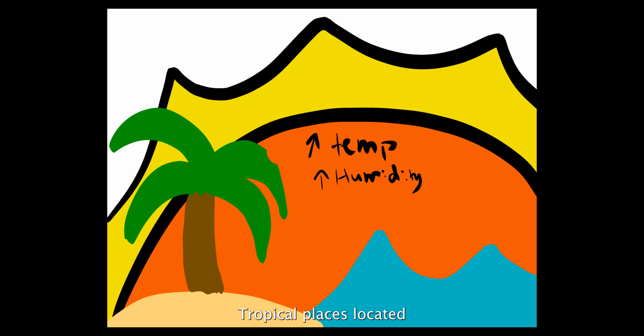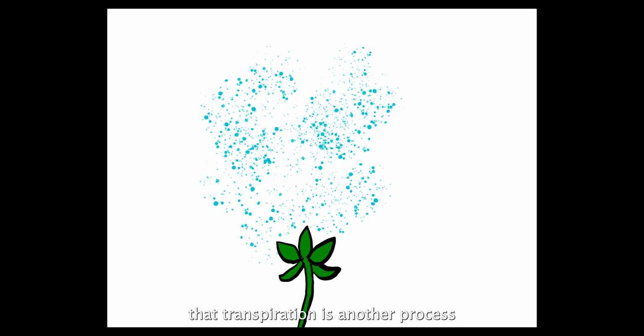Tropical places located near large bodies of water and on the equator tend to have greater humidity. This is because when the temperature is greater, more energy is absorbed by the water molecules. Thus, the rate of evaporation increases as the heat increases. It is also important to note that transpiration is another process which occurs that is different from evaporation, and it includes the release of water vapor from the leaves of plants.